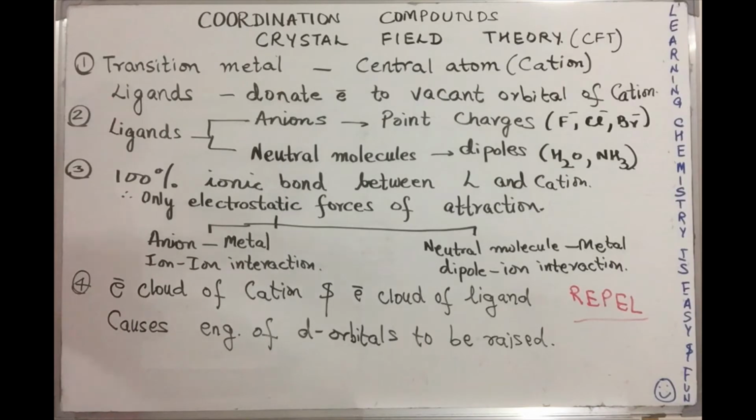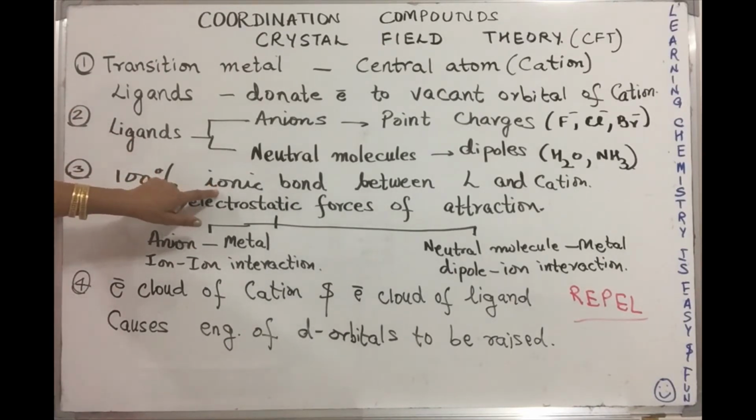Crystal field theory. I'll start this lesson with a question. Who gave the crystal field theory? Who is the main propounder of the crystal field theory? According to this theory, the bond between the metal or the central atom and the ligand is not a coordinate bond. On the contrary, it's a complete ionic bond.